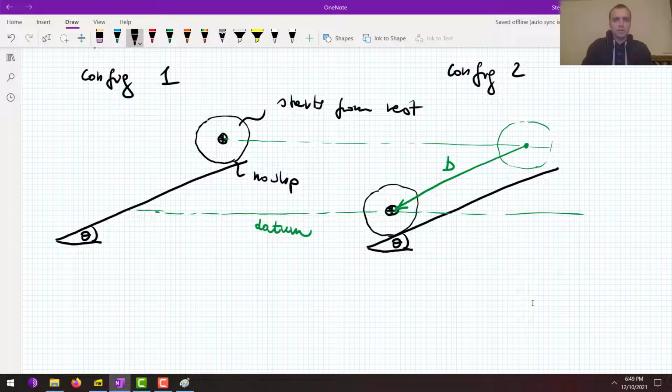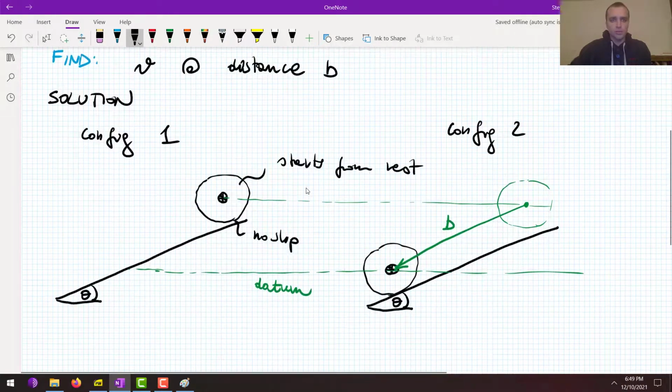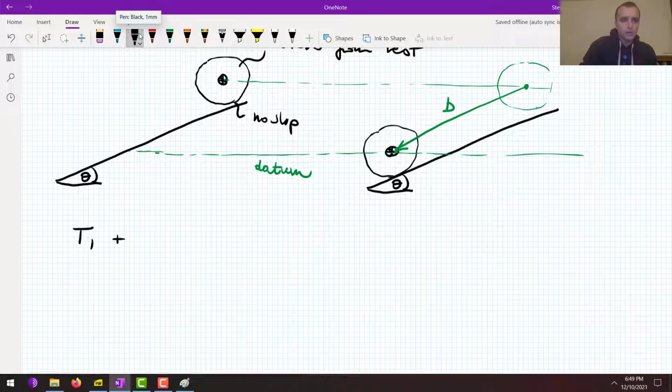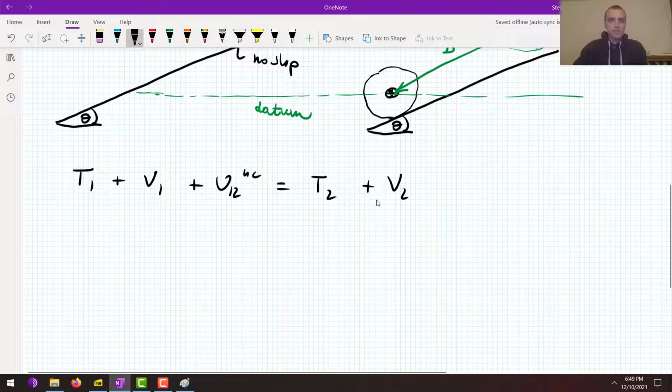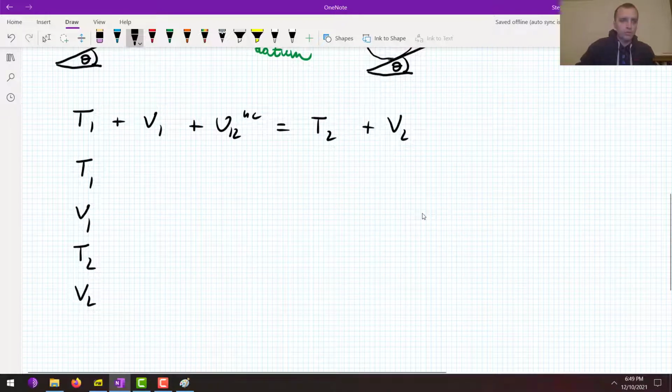And that's all. I think all of the givens are already on the board. Okay, let's write down our equation. T1 plus V1 plus U12 non-conservative is equal to T2 plus V2. And exactly as in the past, we'll just find these five guys: T1, V1, T2, V2, U12 non-conservative.